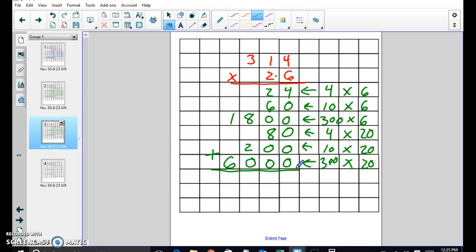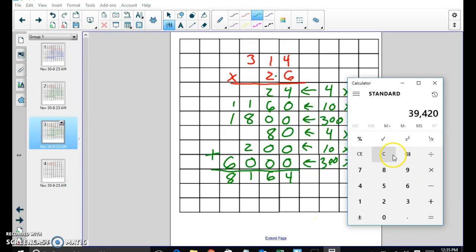All right, very good. Addition time. Pretty easy column. 2 plus 6 is 8. 8 plus 8 is 16. 1 plus 8 is 9. 9 plus 2 is 11. 2 plus 6 is 8. So according to me, this should be 8,164. Let's try it out.